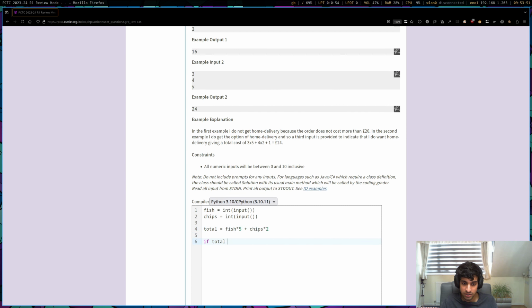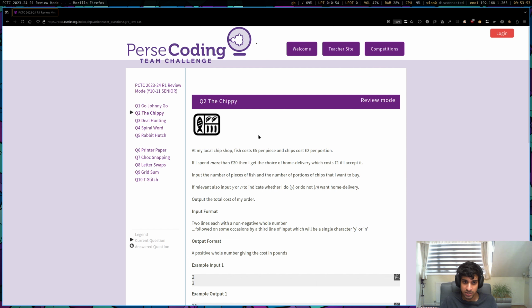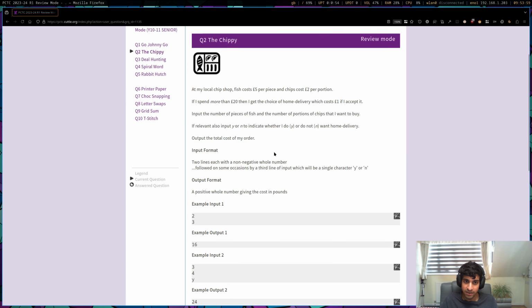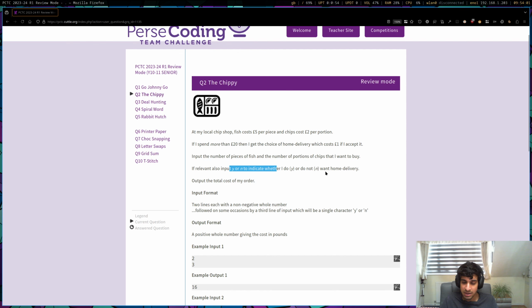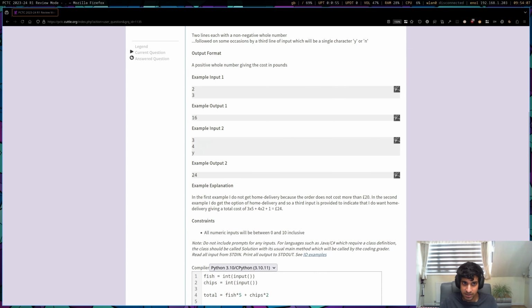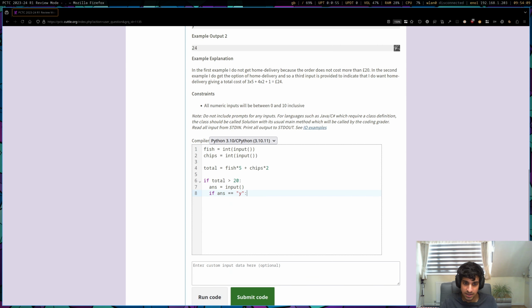So if total is bigger than 20, or is it at least 20? More than, okay. So if total is bigger than 20, then let's take in another input. We'll just call that answer. And if answer is yes, then we want home delivery, and therefore we should add £1 to our total. So if answer equals y, I believe, for yes, then to our total, let's add 1, and then let's print total. Otherwise, if it's no, then we don't want to add 1, so we can just print total.